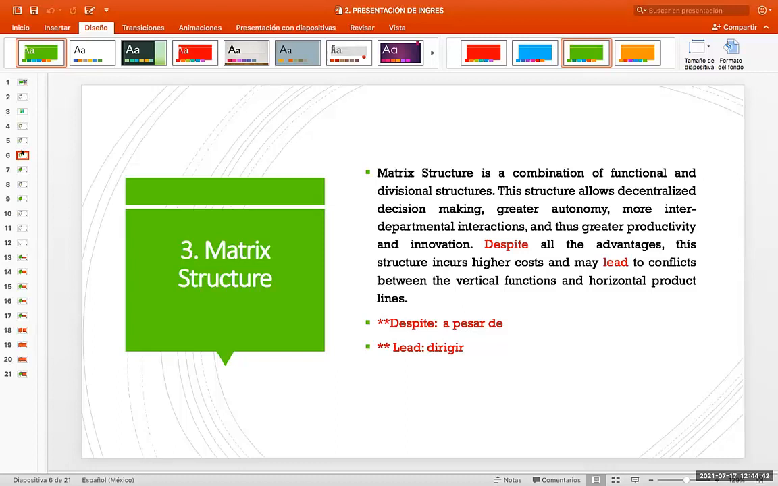In this paragraph, maybe it could be easy to define, but I didn't remember the meaning of the word "despite". For this, I searched the meaning, and despite in Spanish is "a pesar de".